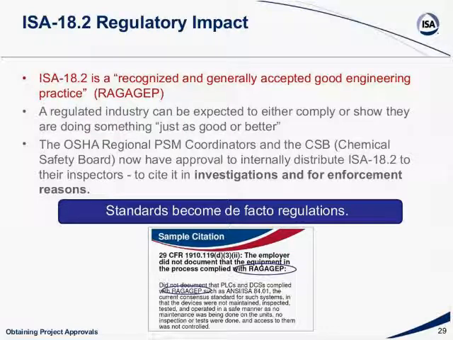What gives ISA 18.2 its teeth? Why do we really need to do this? Well, it's because of RAGAGEP. RAGAGEP is an acronym for Recognized and Generally Accepted Good Engineering Practice. OSHA has trained their people. The Chemical Safety Board has trained their people. They have this document, and they will cite you during investigations and for enforcement reasons.